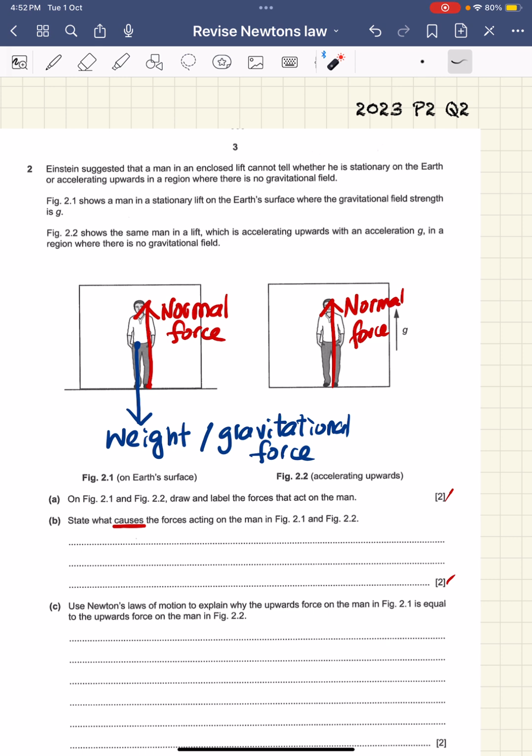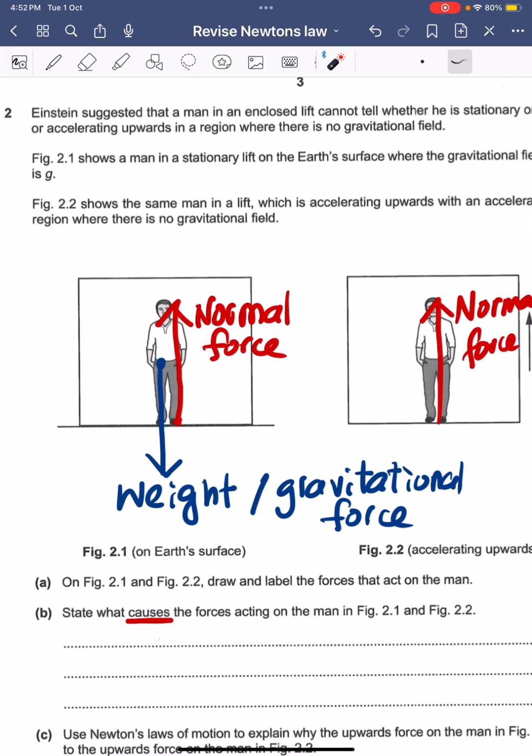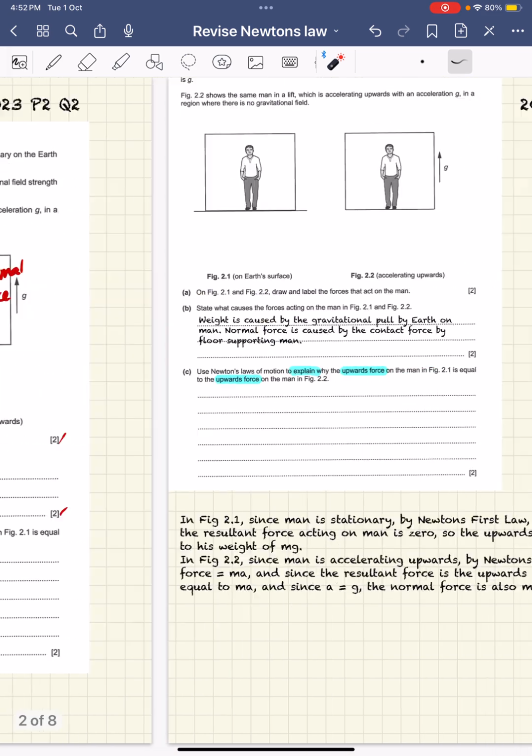Before you jump into writing out your answers in the lines, use a pencil, and use the empty space anywhere to plan your answers first. Think through first. So now let's think through figure 2.1. Figure 2.1, read again. It shows a man in a stationary lift. Stationary, what does that mean?